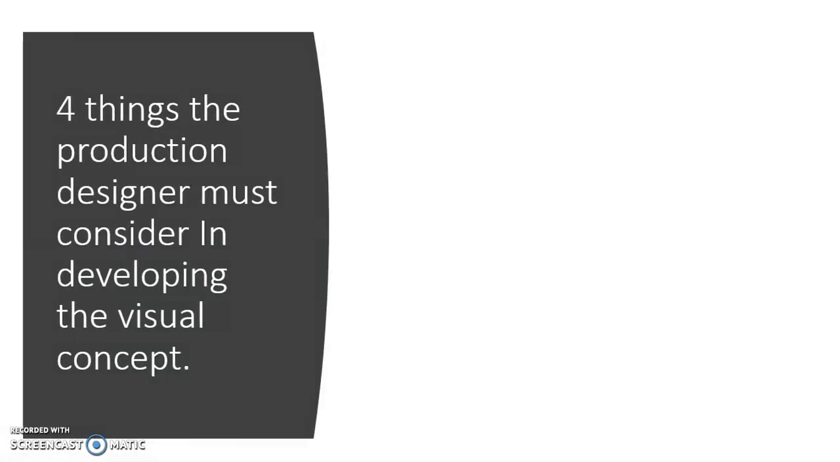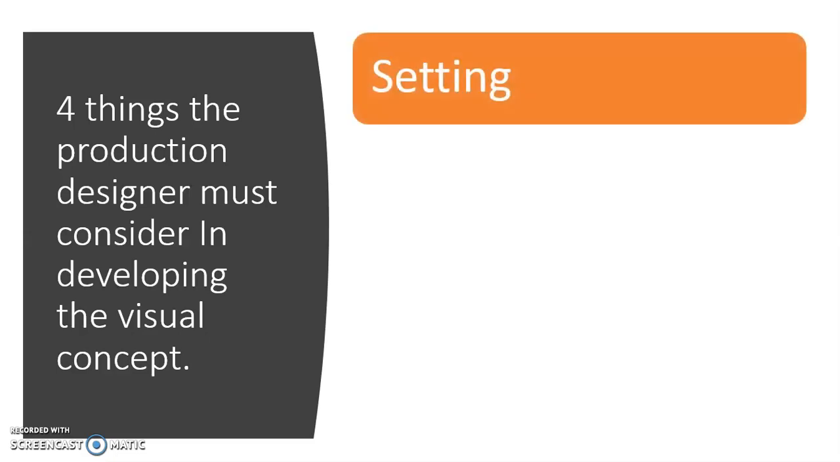If you're a production designer, you've been handed a script, you've got to figure out how things are going to look. You're starting from scratch. There are four things you first have to consider as you're developing your idea of how the film is going to look. One is the setting. We've talked about setting in terms of screenplay. Production design also has to consider this.